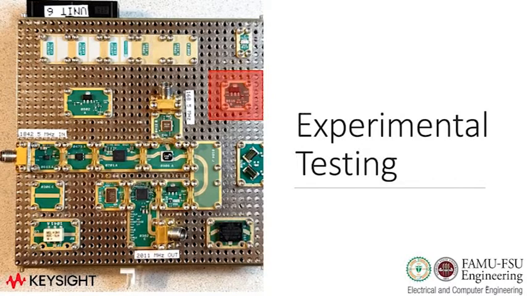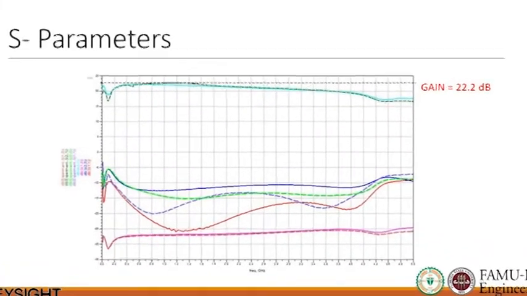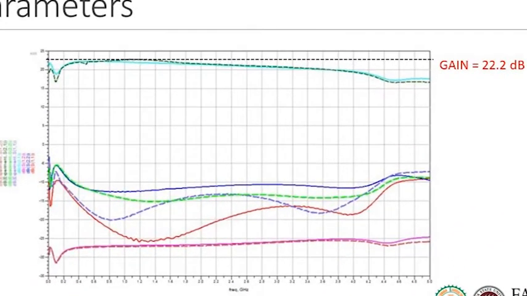So now we'll look at the experimental testing results. Let's take a look at the S parameters. Taking a look at S21, which signifies the gain, it's around 22.2 dB, which is consistent with what we saw on the data sheet. And next, we'll take a look at the S11, which is the return loss, and it consistently stays under negative 10 dB over the entire bandwidth of the frequency range. And same deal for the S22 and S12 parameters.